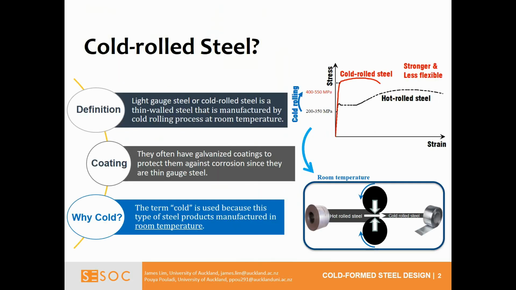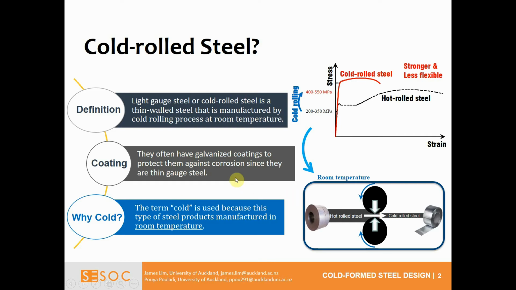So, before we begin, I'll explain to you what cold form steel is, just in case you've not come across this building material before. Right up here you can see the normal stress strain curve for hot rolled steel or heavy steel. You can see that the stress strain curve for cold rolled steel is a bit higher, and that's because of the cold forming effects. By definition, light gauge steel is a thin walled steel that is manufactured by a cold rolling process. So we'll have a look at that later on in some of the videos.